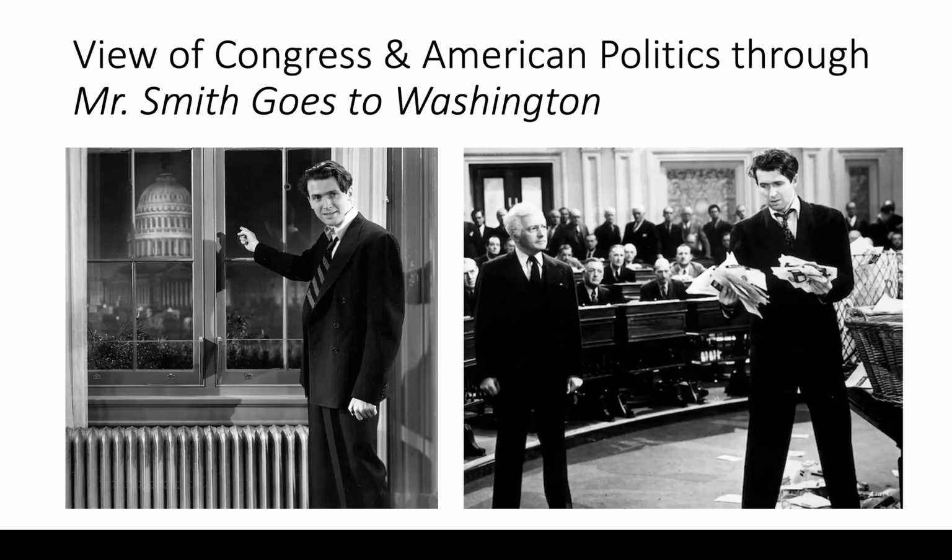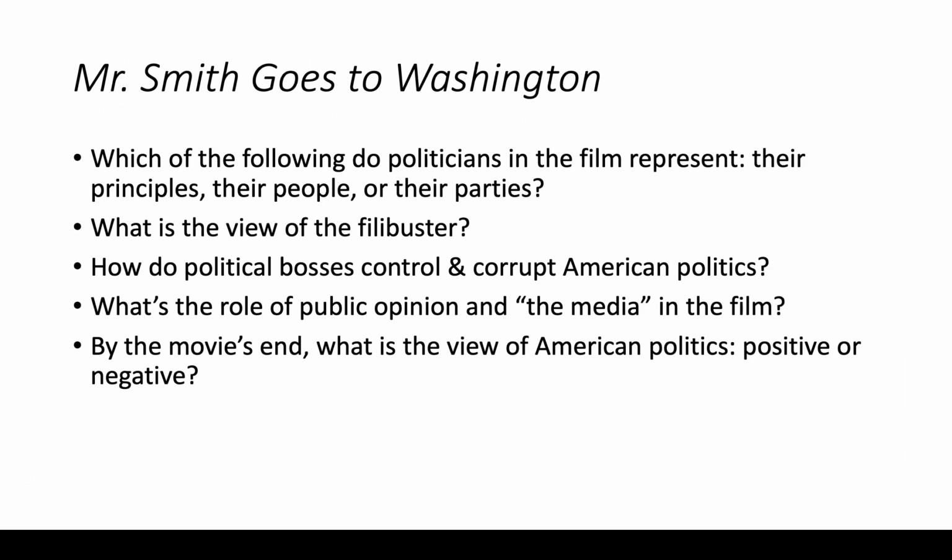But as he becomes more and more of a senator, what you tend to see is a realization of what American politics is, and particularly what Congress is, when Senator Smith engages in a filibuster. And this will be something to think about as you're watching the film play through. Some things to think about as Mr. Smith Goes to Washington as you view the movie.